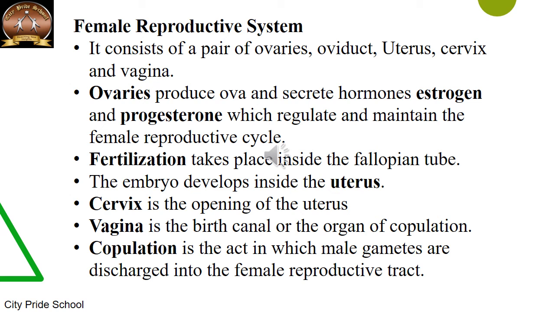Fertilization takes place inside the fallopian tube. That's the tube that leads from the ovary towards the uterus. So in the fallopian tube we have the fertilization happening. After fertilization, the embryo develops inside the uterus. The cervix forms the opening of the uterus. The vagina, as I told you, is the copulatory organ as well as the birth canal through which the baby is born. Copulation is the act in which the male gametes are discharged into the female reproductive tract. And the copulatory organ for the females is the vagina.